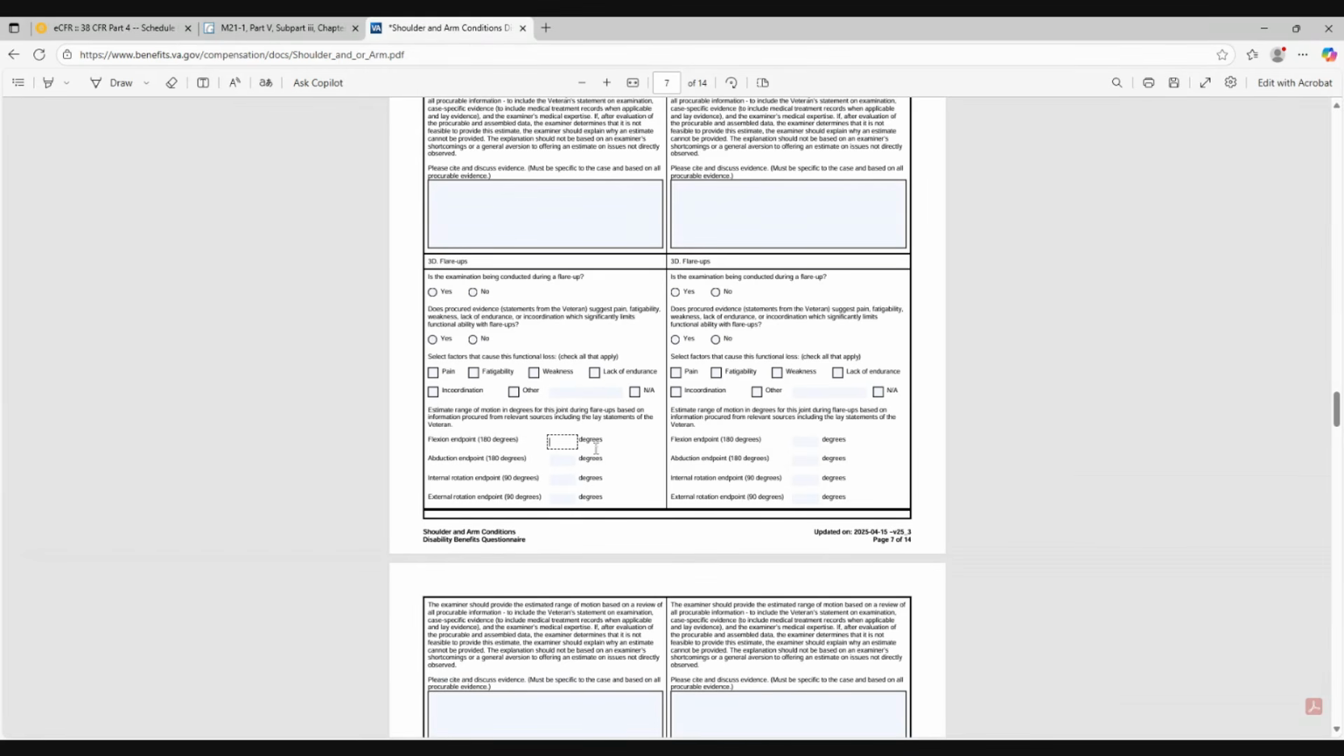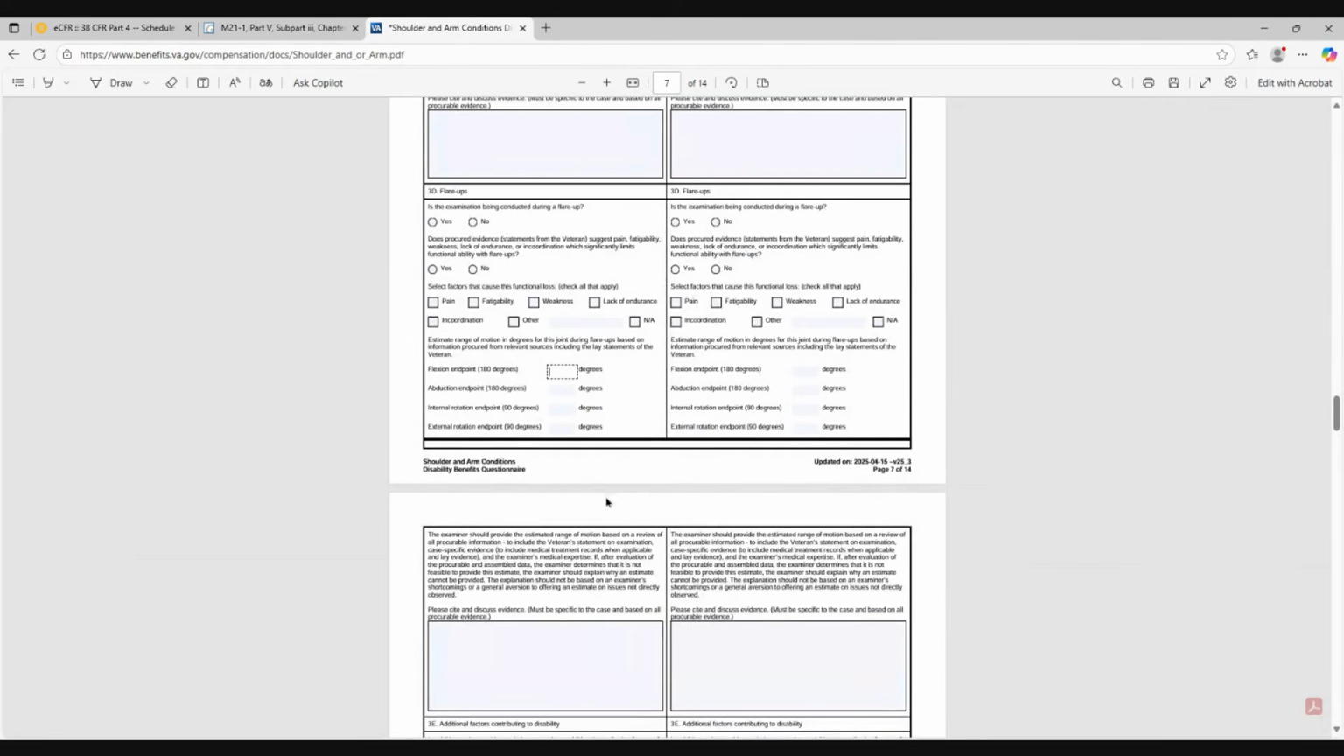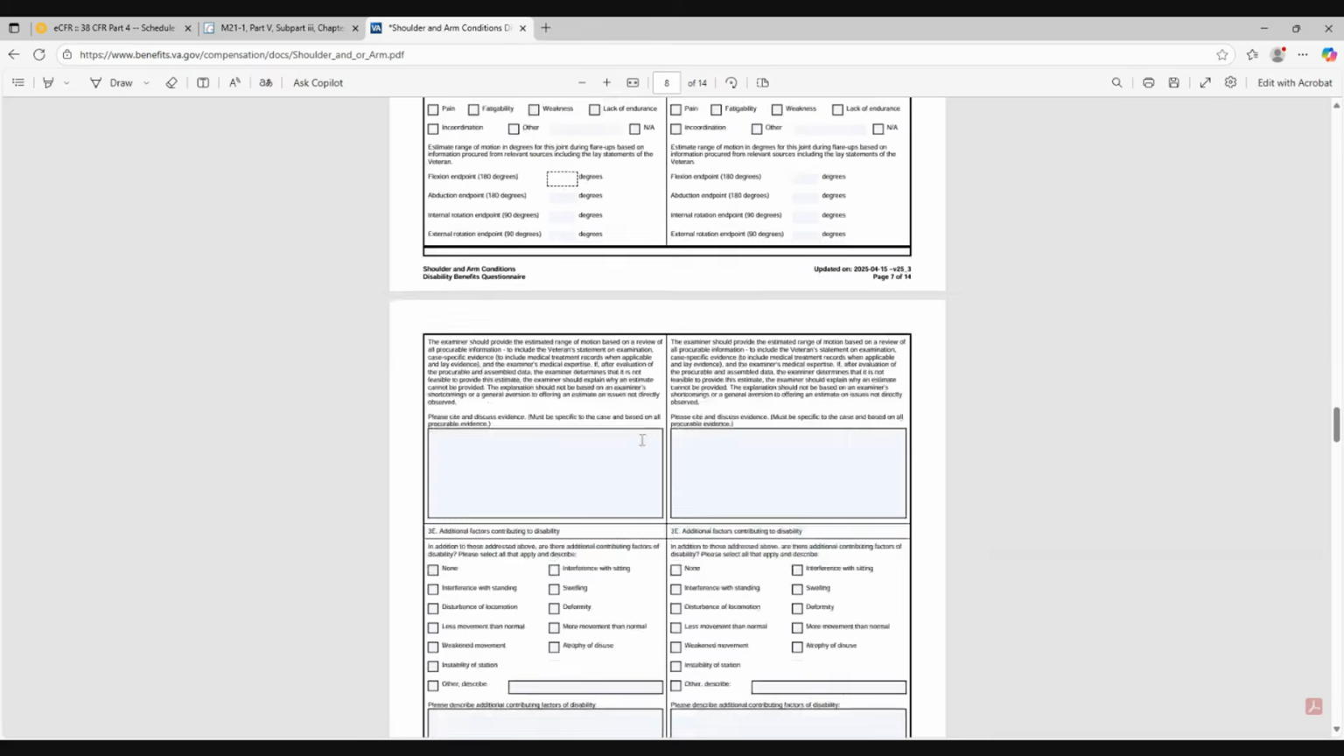Typically, I have seen it to where the flare-ups were better than the repeated use over time. And I'm like, what? And I sent it back because I'm like, what are you doing? It didn't make any sense. And then they fixed it. They were like, oh no, I forgot. I superimposed the wrong numbers on there, which happens sometimes.